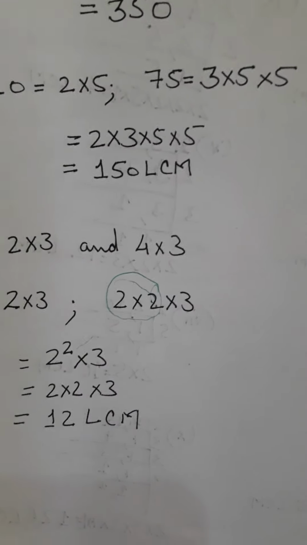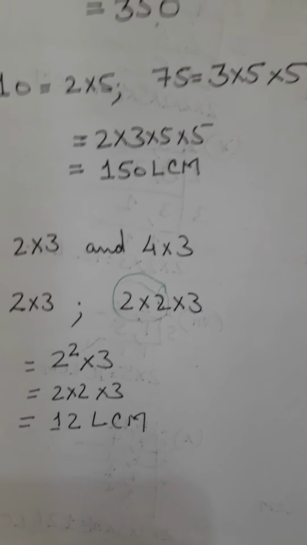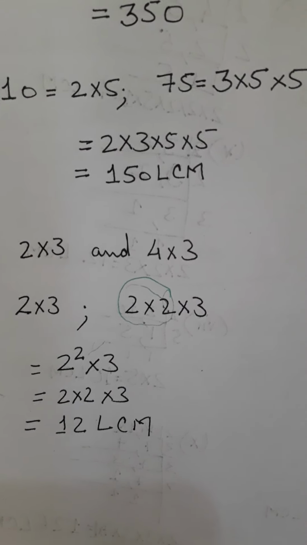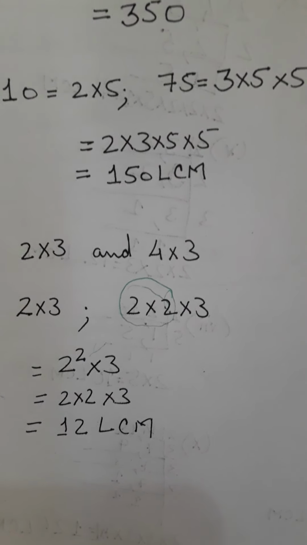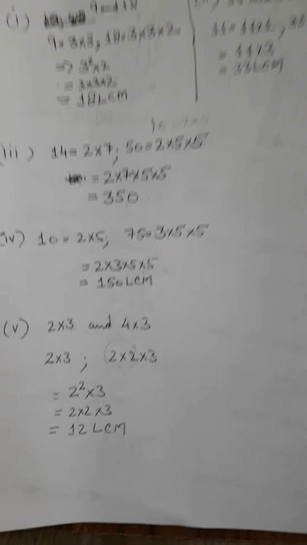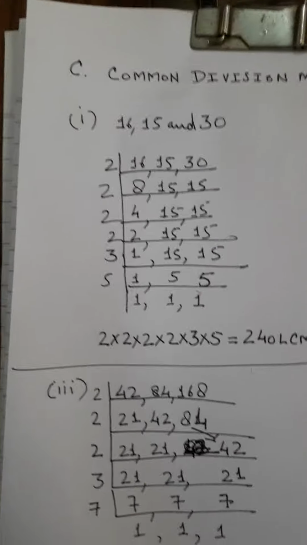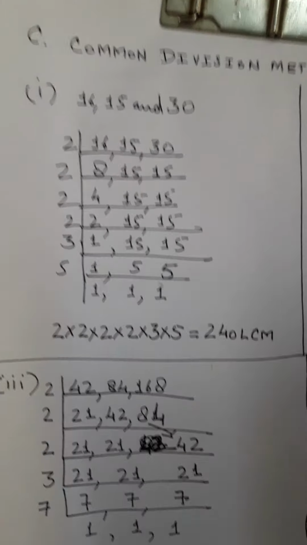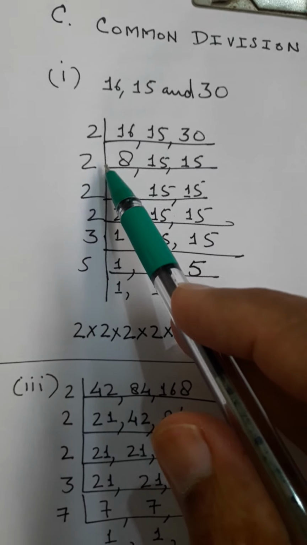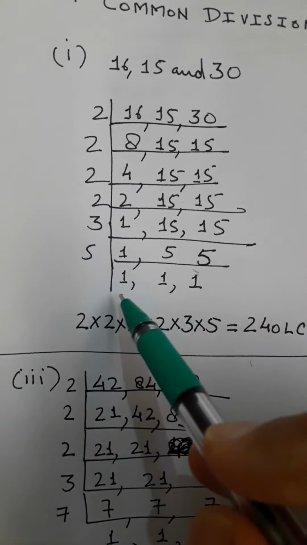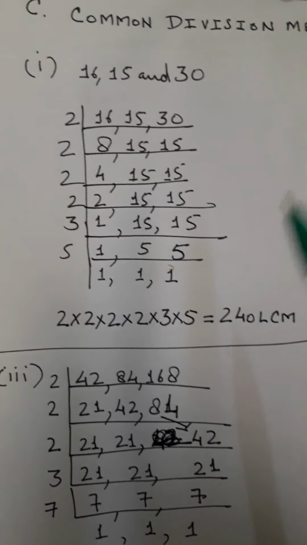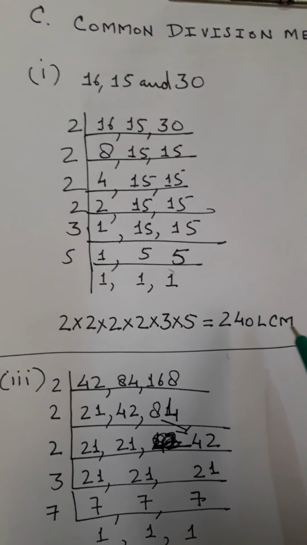Now don't worry even if you don't get the factorization method as of now. Focus on the common division method. That is the method we are going to follow in our classes. I'm going to take you through the answers of the longer sums. Just wait a minute, I'll focus the camera here. And these are big numbers. 16, 15, 30, the same thing. Keep dividing by the prime numbers till you get 1, 1, 1. And then multiply everything. So for this, 240 is your LCM.